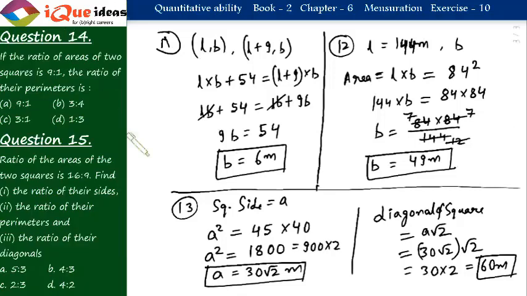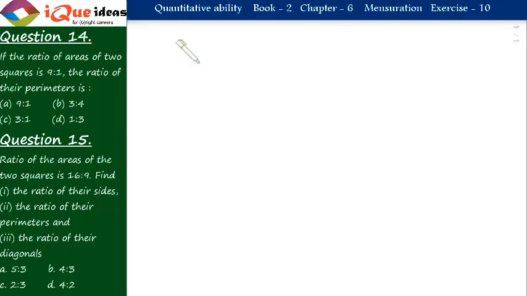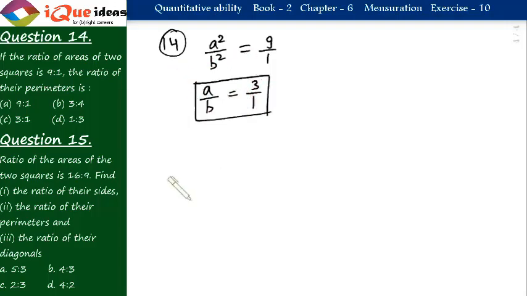Now the next question, a very simple one. It says question number 14. It says the ratio of area of two squares. Suppose their sides are A and B, then their areas would be A square and B square. And the ratio of A square and B square is given 9 by 1. That means A by B would be equal to 3 by 1. So this is the ratio of their sides. Alright, we assume A and B to be the sides. So their areas would be A square and B square, and that ratio is 9 by 1. So we get A by B equal to 3 by 1.